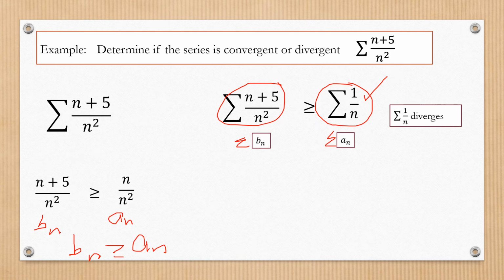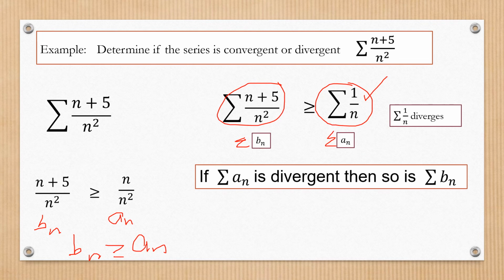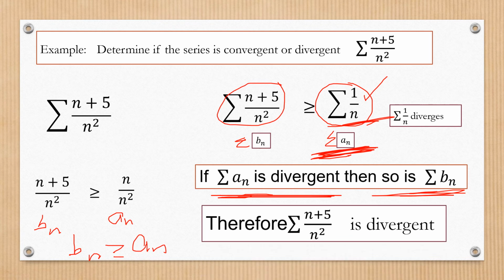Now, the series 1 over n is our AN. Let us look back at the comparison test. It says that if the series AN is divergent, then the series BN is also divergent. Therefore, we can say that the series (n plus 5) over n squared is divergent.